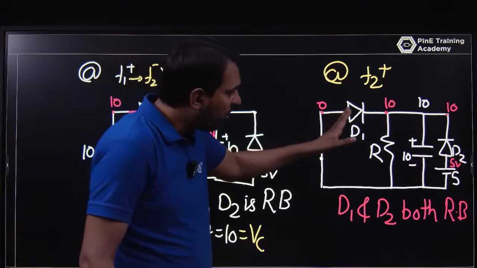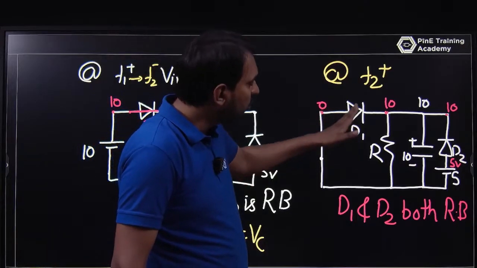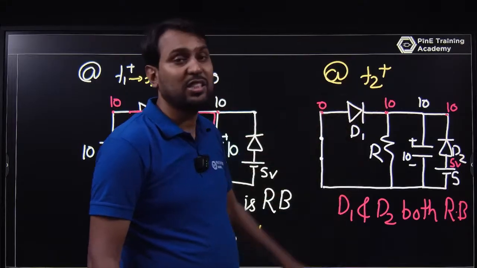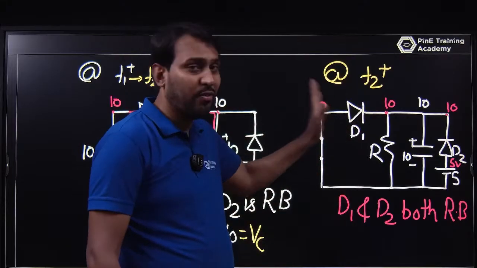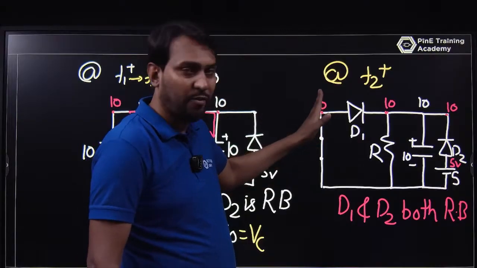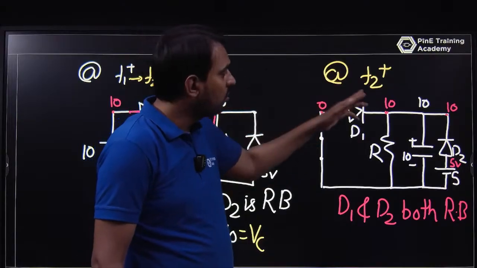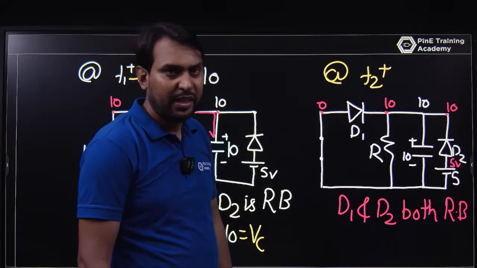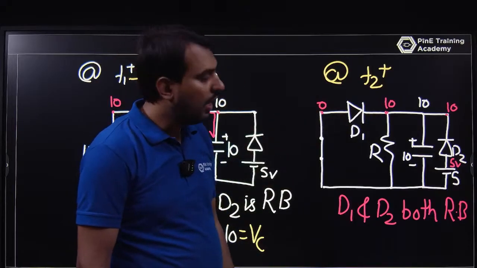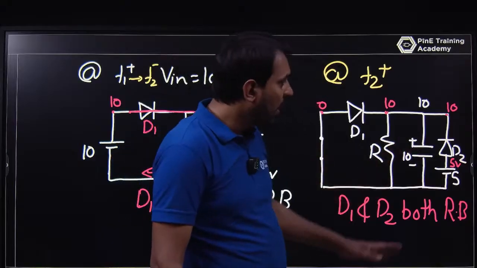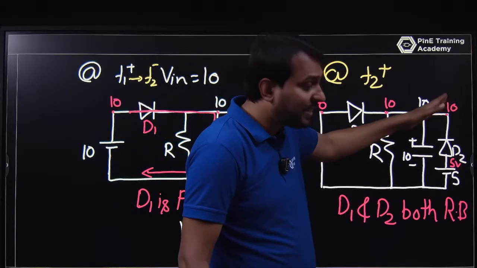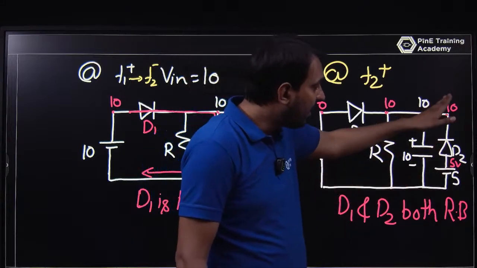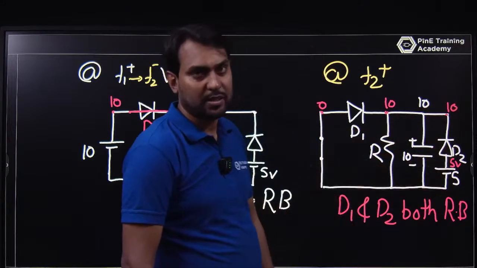If you talk about D1, D1 can be forward biased when this voltage is less than 0, because this node is always at 0. This node voltage is fixed, that is 0. So only if this voltage is less than 0 can I say that D1 will be forward biased. Let's talk about D2. If this node voltage is less than 5 volt, then D2 will be forward biased. Till 5 volt it will be reverse biased.